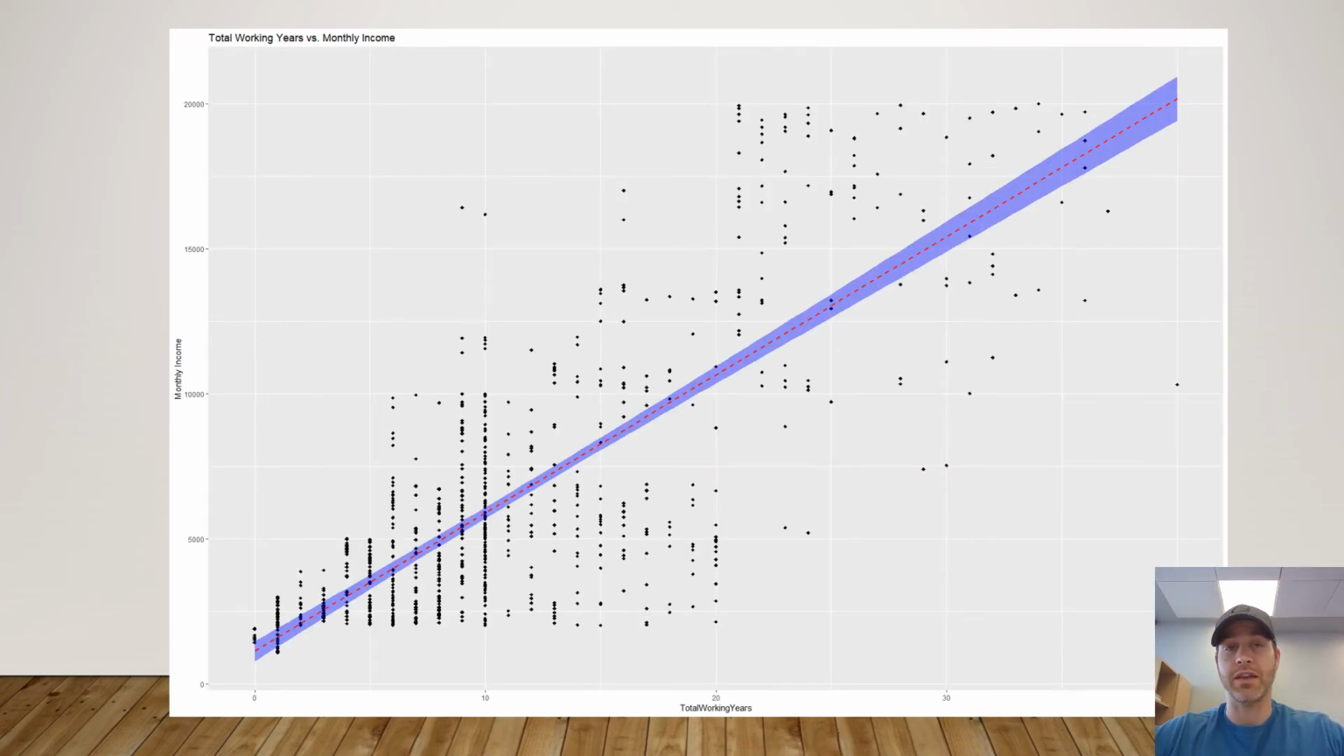Lastly, I've created a scatter plot showing total working years versus monthly income, which, as you can see, it correlates as you would expect that higher tenure employees make more money.